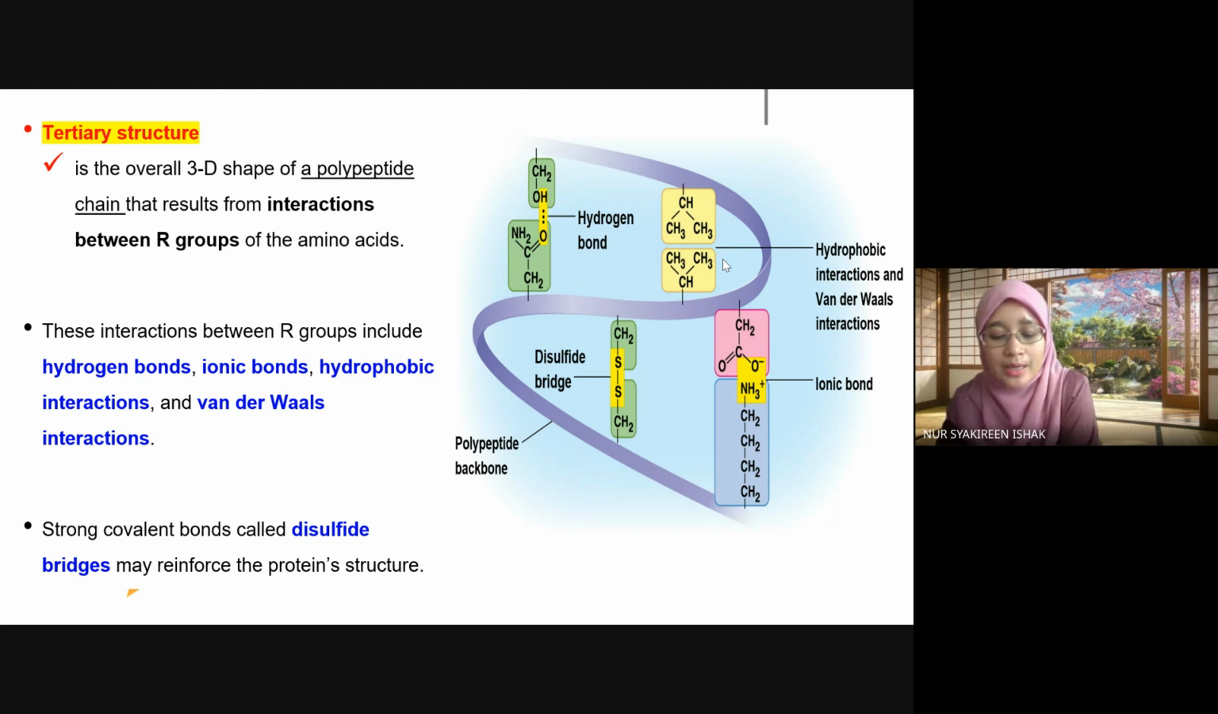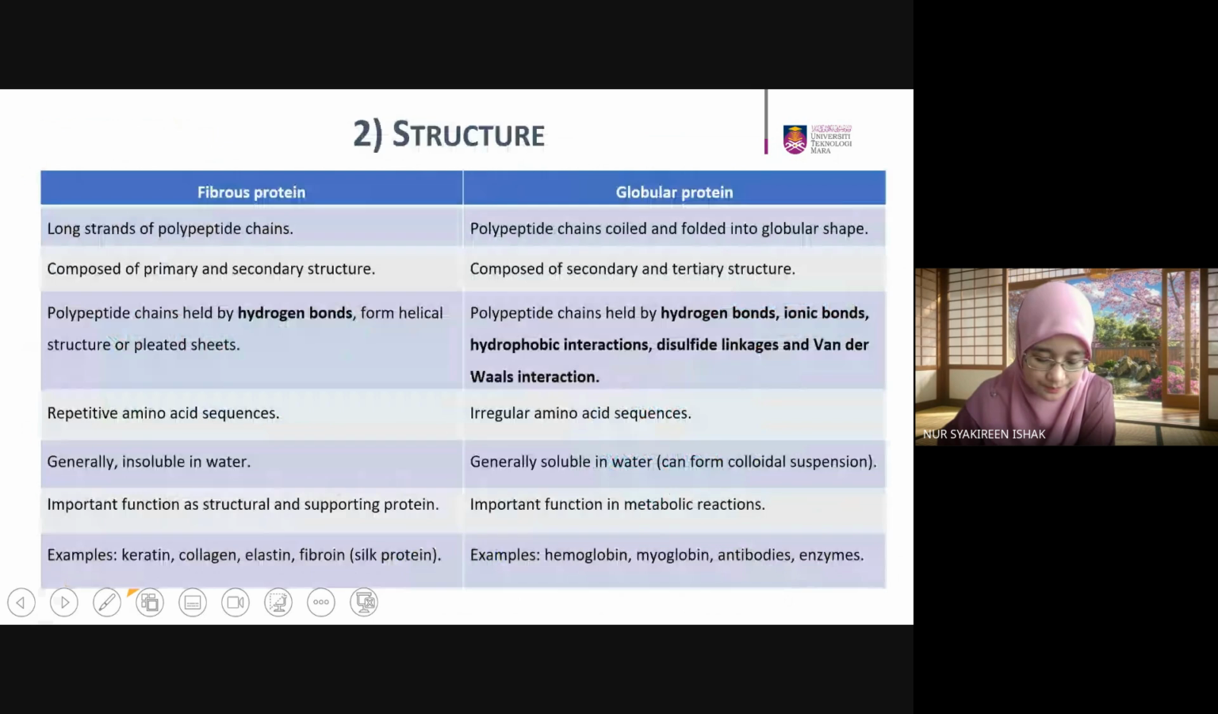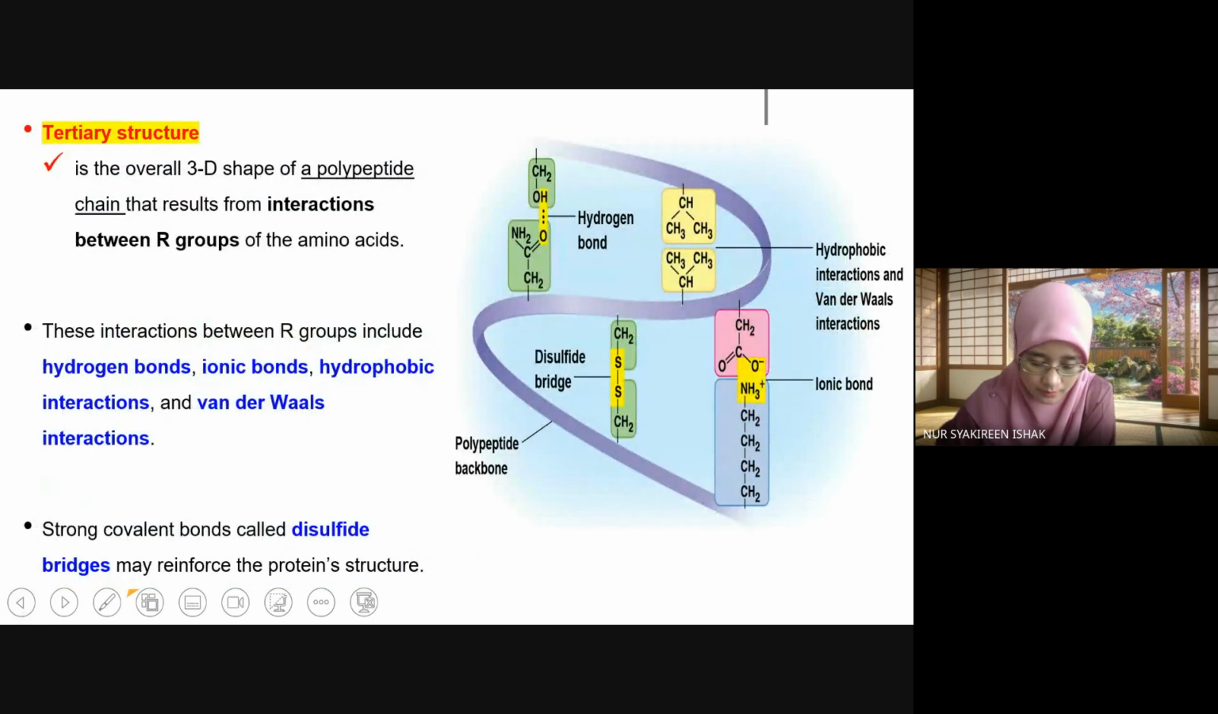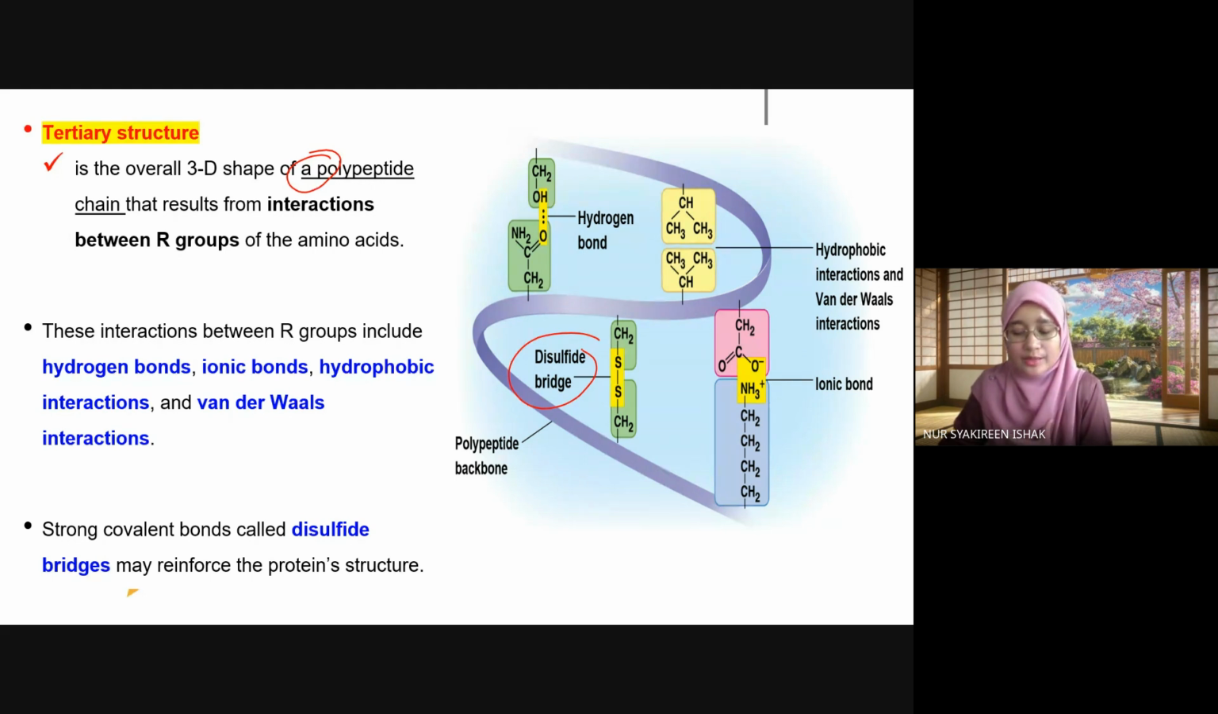Tertiary structure is the overall 3D shape of a polypeptide chain that results from interaction between R groups of amino acids. So this interaction between the R groups include hydrogen bond, ionic bond, hydrophobic interaction, van der Waals interaction. You can also add here disulfide bridge. So these are all the interactions that hold a polypeptide chain to be folded to form a functional shape. Strong covalent bonds called disulfide bridge may reinforce the protein structure.